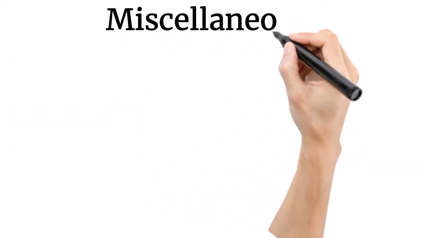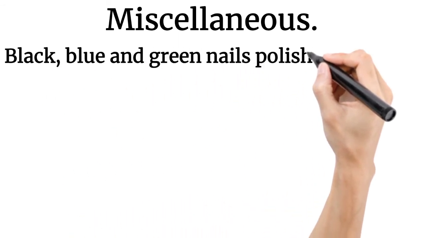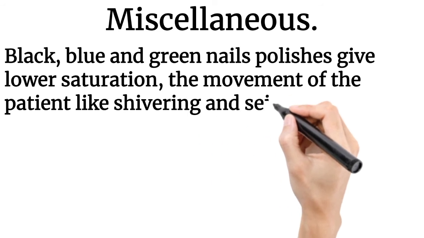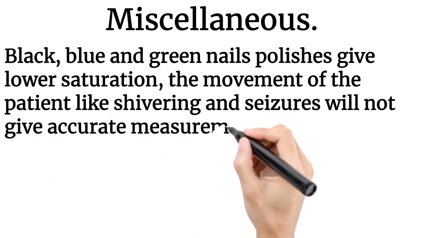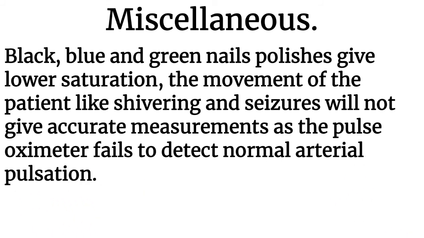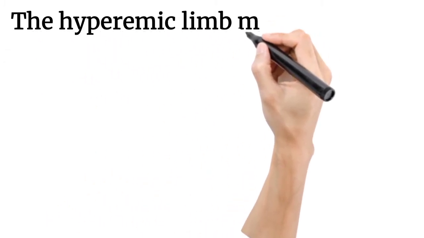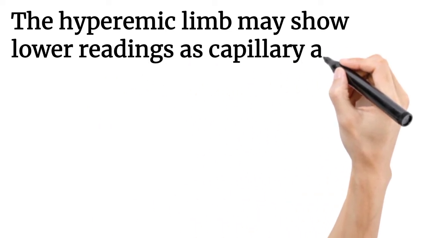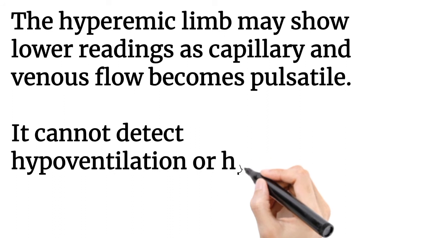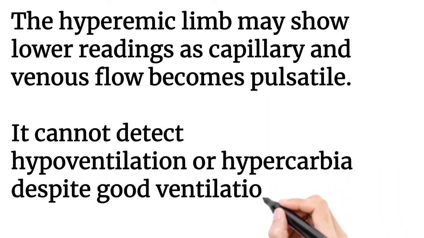Miscellaneous. Black, blue, and green nail polishes give lower saturation. The movement of the patient, like shivering and seizures, will not give accurate measurements as the pulse oximeter fails to detect normal arterial pulsation. Hyperhemoglobin may show lower readings as capillary and venous flow becomes pulsatile. It cannot detect hypoventilation or hypercarbia despite good oxygenation.